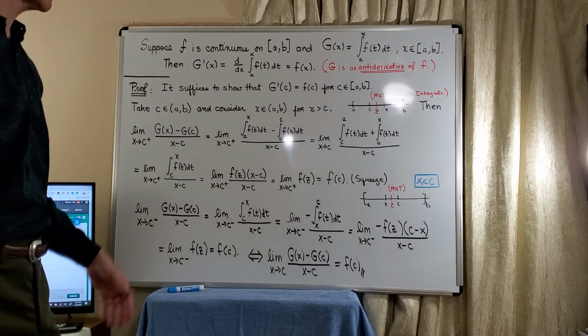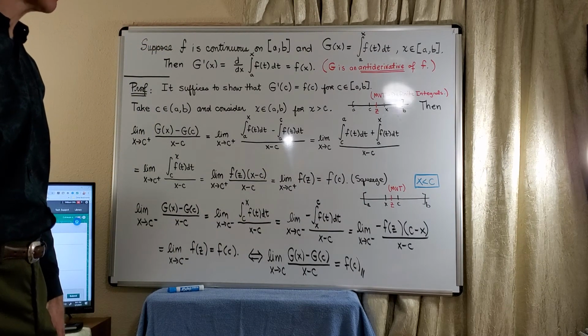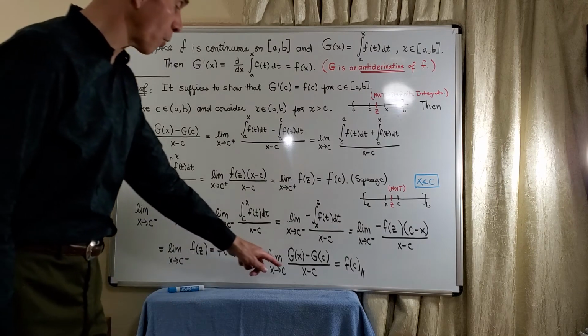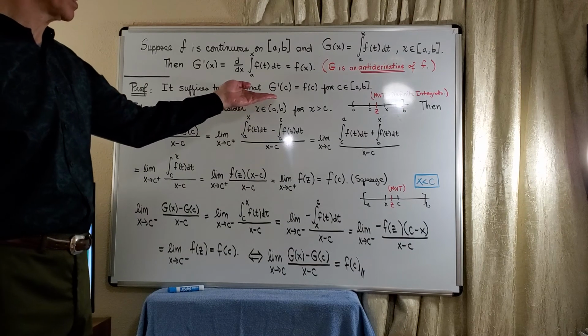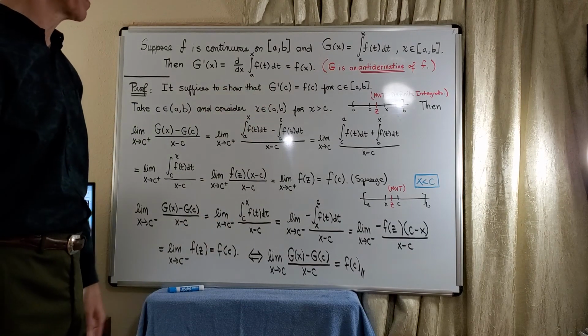And so now we have the left and right limits existing, and their limits are the same. Therefore, the limit of the difference quotient is f of c, which is exactly what we decided that we needed to do. And we are done.